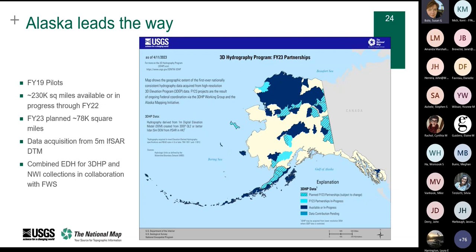And we're also very pleased to say that we are doing some combined EDH and NWI collections in Alaska in collaboration with Fish and Wildlife Service. In some instances, the data collection is being managed, or the contract is being managed by our partners in Alaska from Fish and Wildlife, and in other instances, the contracts are being managed by us with GIPSI. And this is a nice example of coordinating between these two interrelated data sets and learning how to potentially collect them together so we can be more interoperable, which is a goal for 3DHP. Next slide.